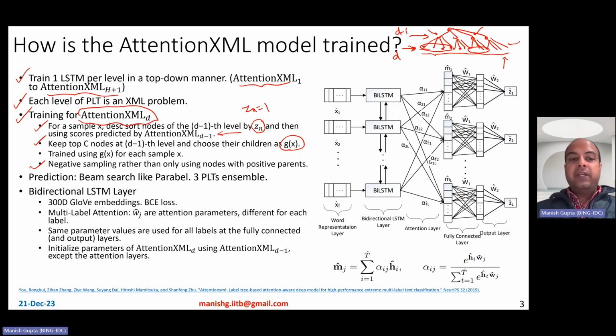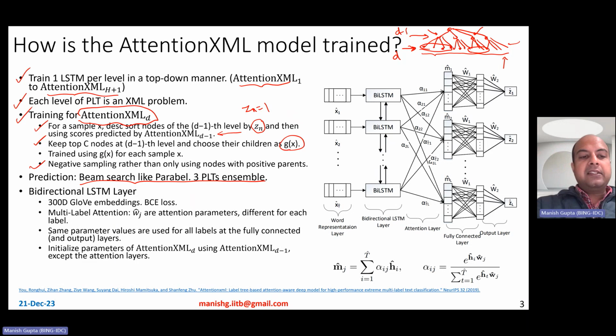Okay. Now the way the prediction is done is just like Parabel. You do beam search, and you train three PLTs, an ensemble of three probabilistic label trees. So essentially you have three trees and you do ensembling on top of them, and also you do beam search starting from the root node at prediction time.